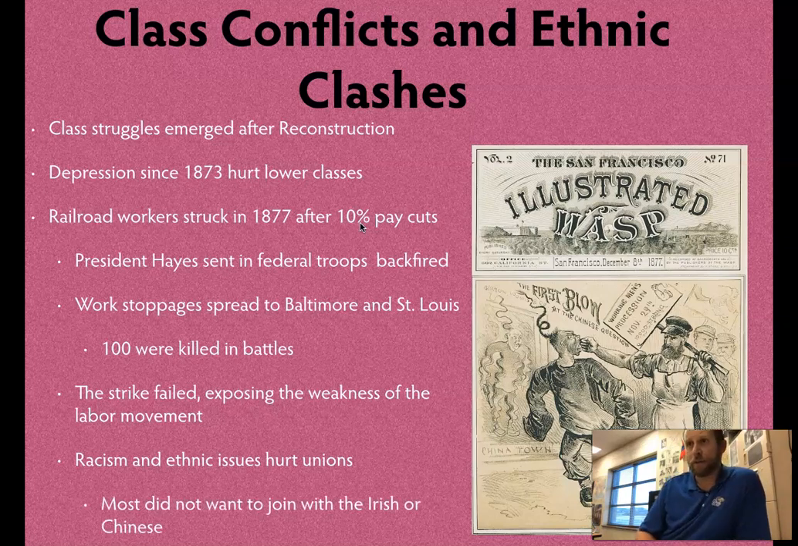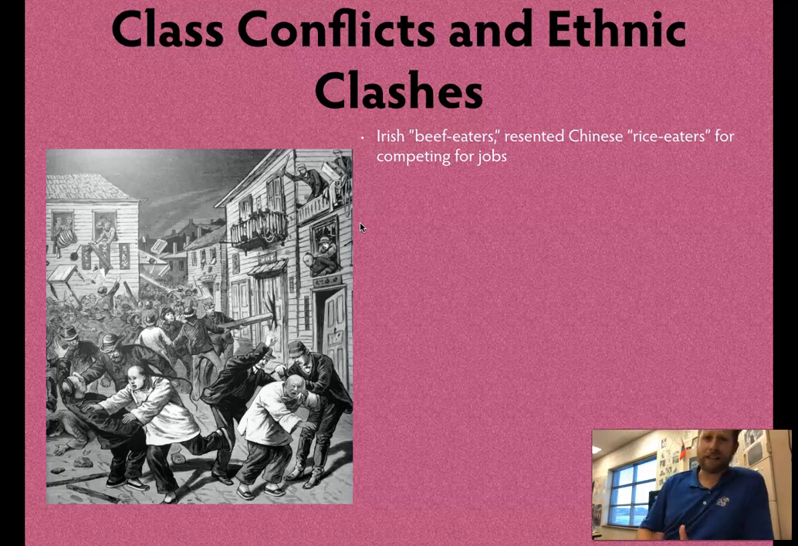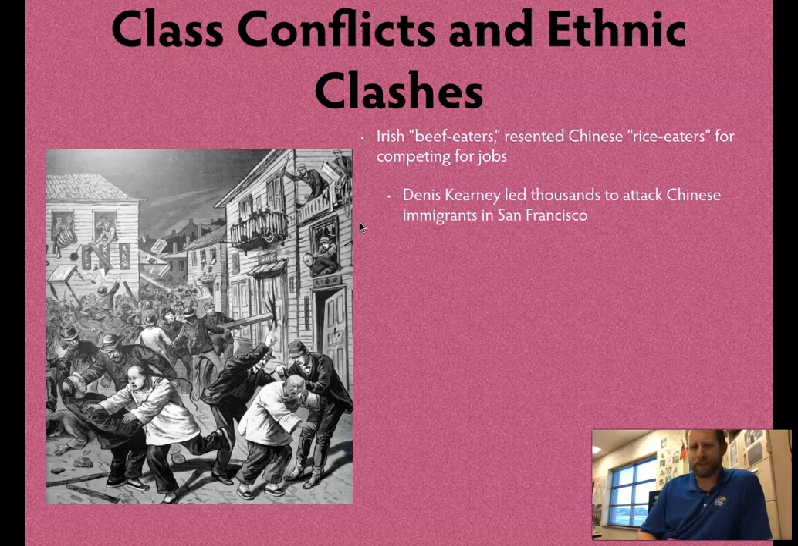Most did not want to join up with the Irish, or specifically in the West, the Chinese. And so that issue of racism isn't just in the South. Across the whole country, racism rears its ugly head in many places and many facets of society. The Irish, the beef eaters, resented the Chinese, whom they called the rice eaters, for competing for jobs because they took the lowest paying jobs, and they claimed that they were driving wages down. Dennis Kearney led thousands to attack Chinese immigrants in San Francisco.